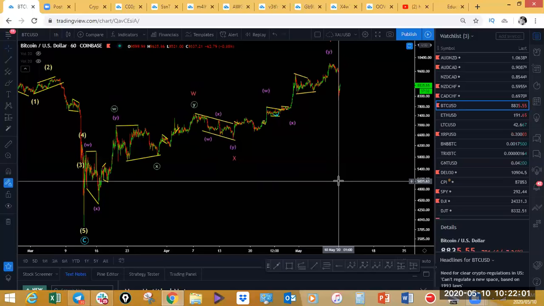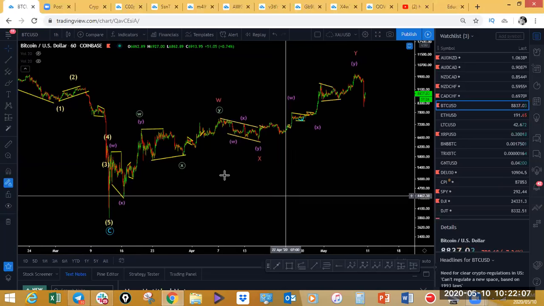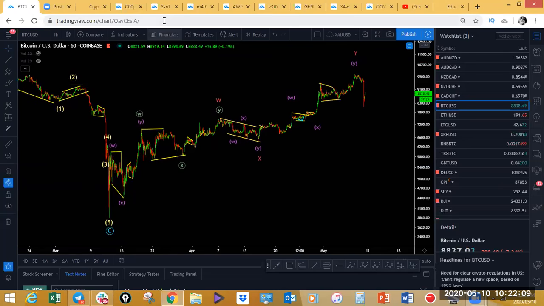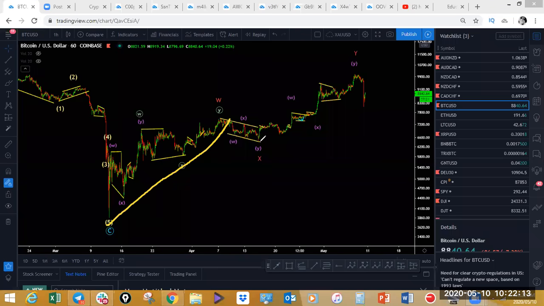Currently on the 1 hour chart, it's a very clear structure. We've got a three-wave structure on Bitcoin. I've just updated this one after the move here. So we have a clear three-wave structure that has ended.